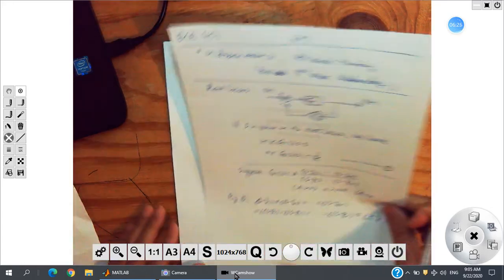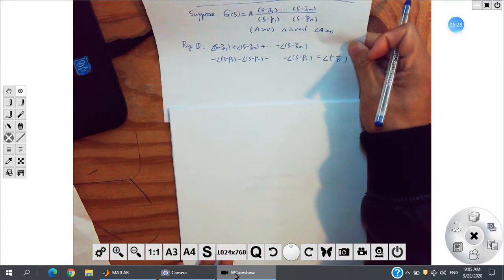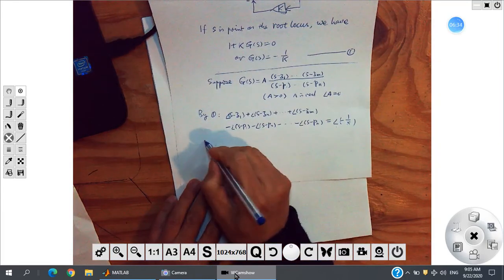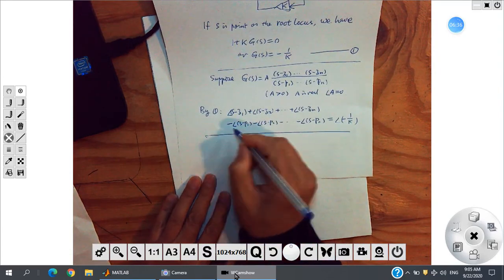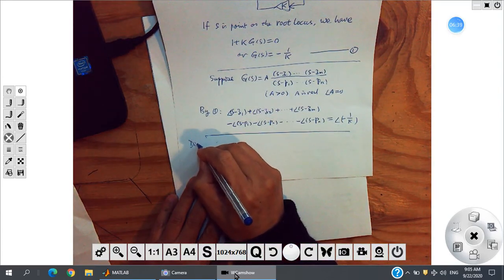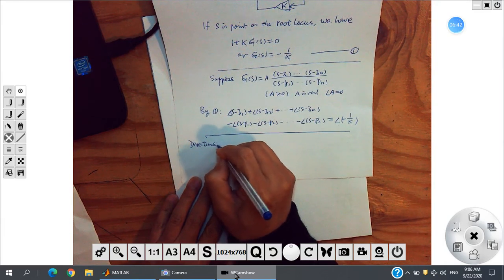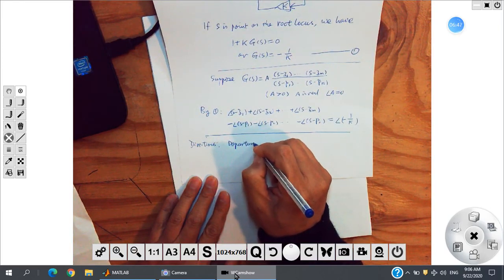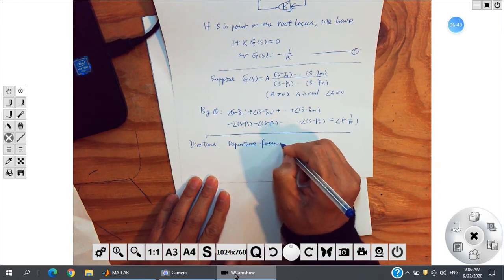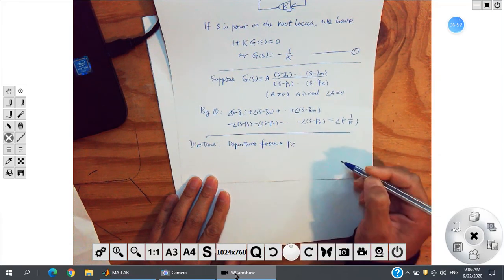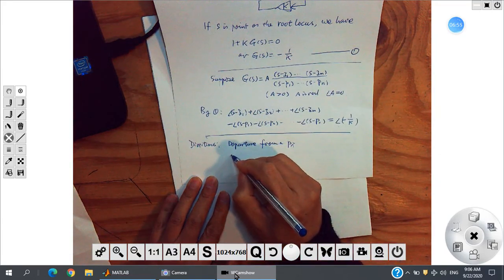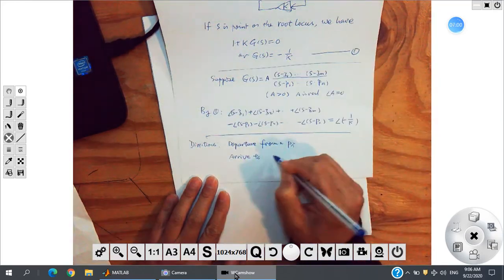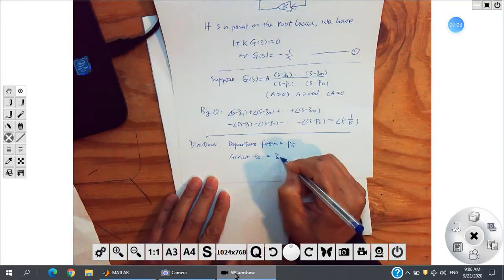And then how to determine the angle? We want the direction, right? We already have several directions. Direction one is a departure from a pole pi, or arrival to a zero, to a zi. Okay, we have these two angles.